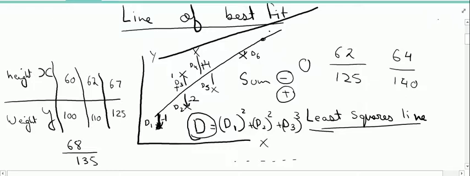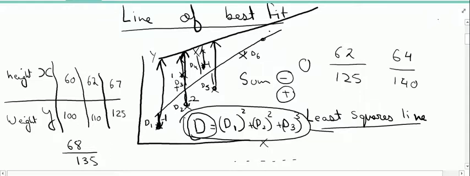Obviously, if you calculate the distances from all the individual points and square them up, the final answer will be much greater than what we had over here. And obviously this line will not predict the values for the future accurately.